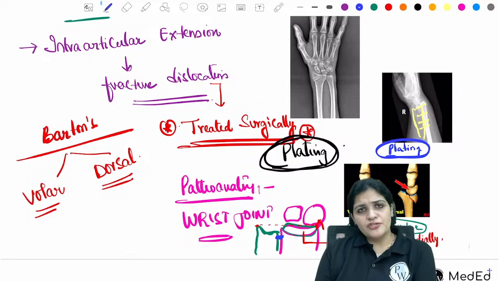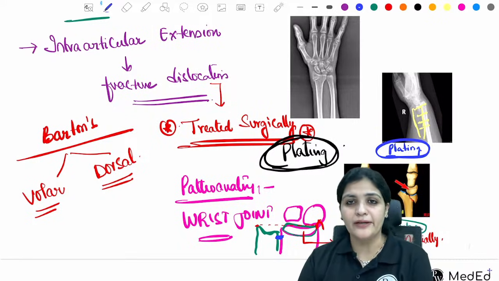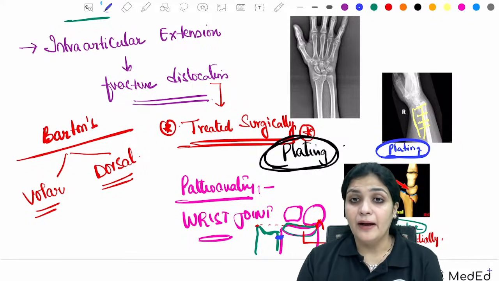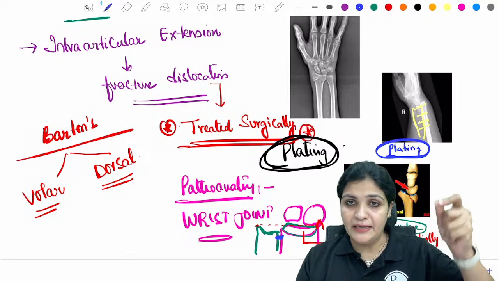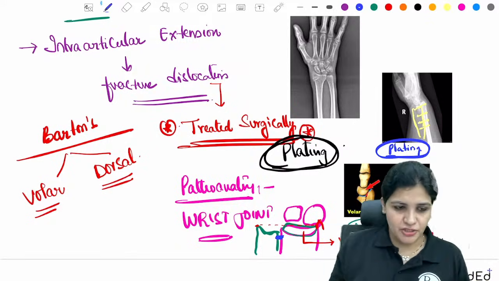So again, complications of the Bartons, mainly what would be the? It would be again osteoarthritis because the joint is involved, right? Again, it could be median nerve. So median nerve also can get trapped because of the position. The palmar, it is volar Bartons or palmar Bartons. Again, the median nerve can get damaged. So these are the complications of the Bartons fracture. Clear?